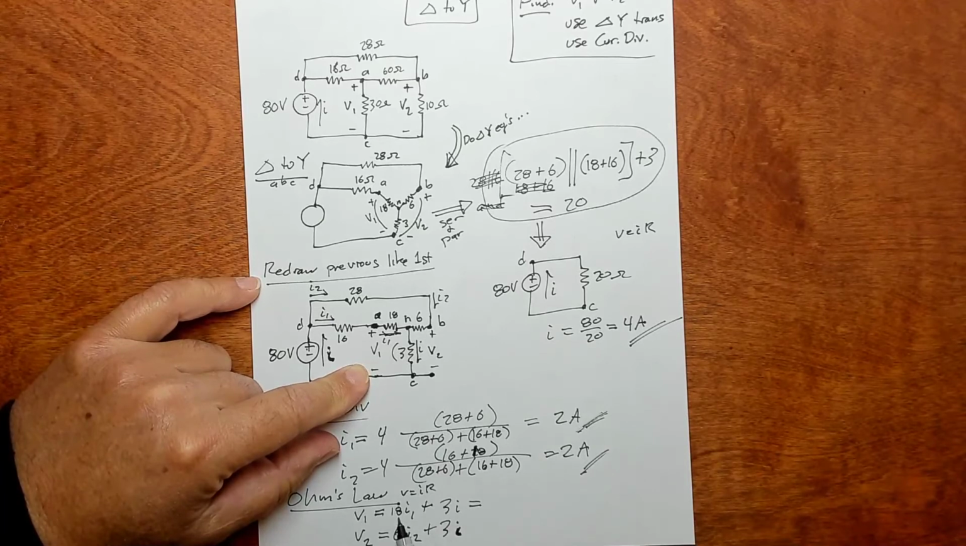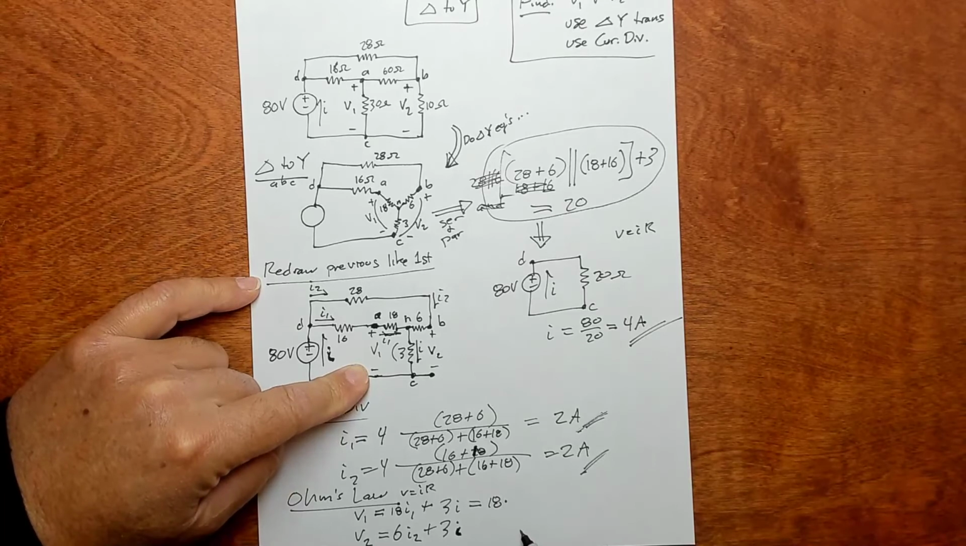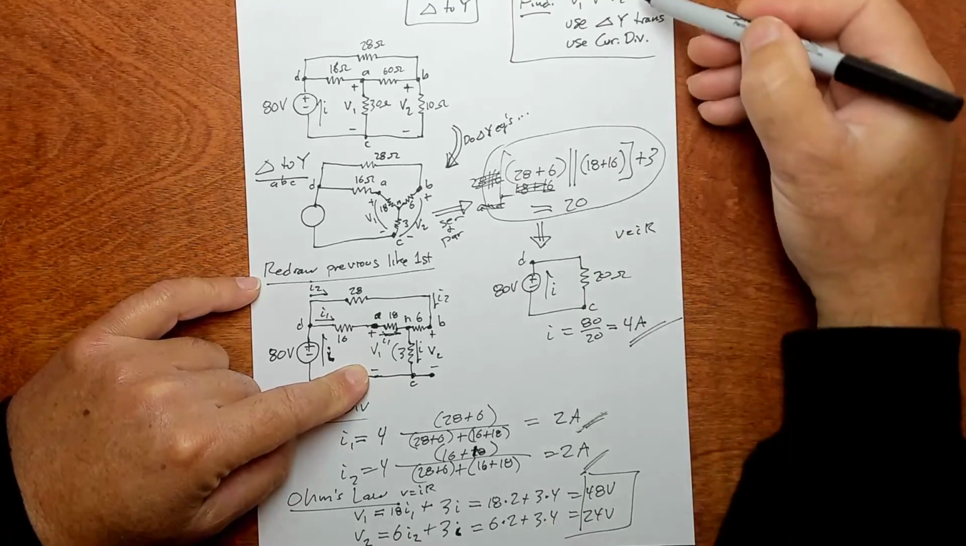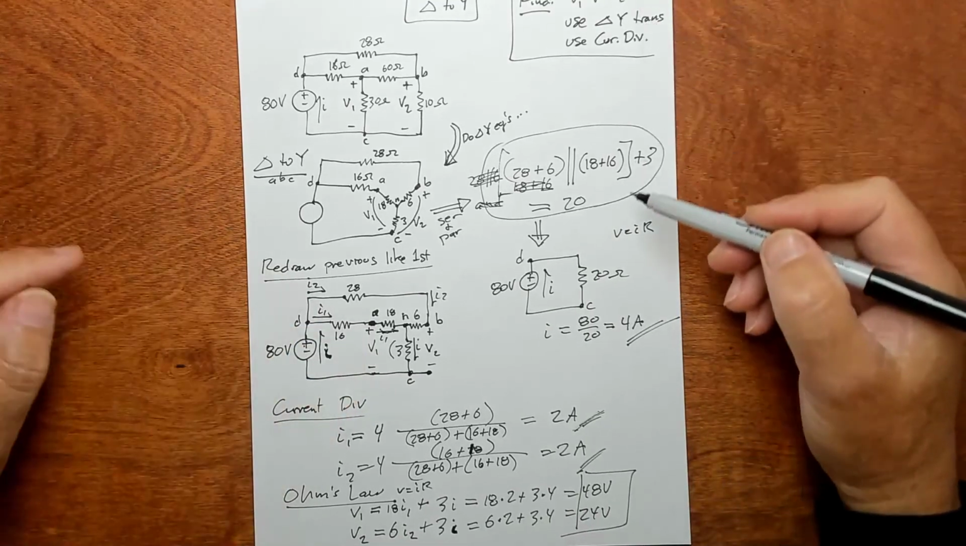But anyway, these are known values. So this is 18 times I1, which is 2, and I is 3. And this is 6, and I2 is also 2, just coincidentally. And so this one works out to be 24 volts, and this one works out to be 48 volts. So that's the answer for V1 and V2, what they're asking us to find. All right.